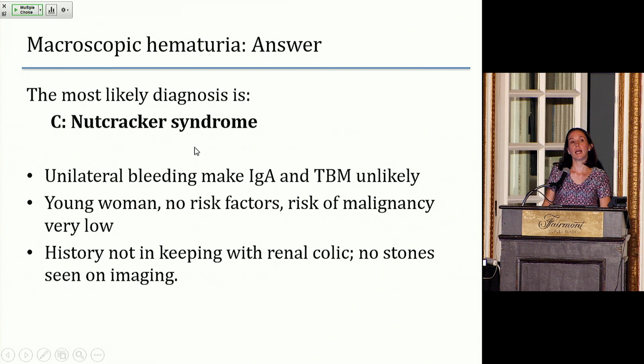Because it's unilateral bleeding, it's unlikely to be IgA or thin basement membranes, which would affect both kidneys. She's very young, so she's less likely to have a urothelial abnormality. The history isn't suggestive of stones, and you didn't see any on imaging. So by diagnosis of exclusion, essentially, I would say it's nutcracker syndrome.